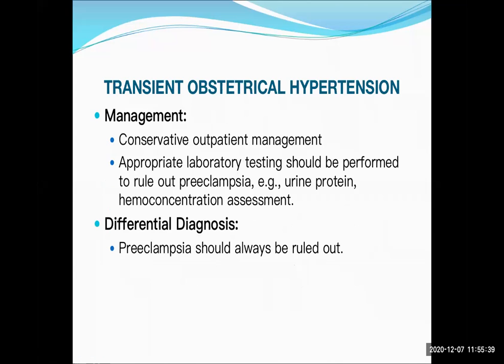Now, what is the management then? Conservative outpatient management is done. We don't need to admit. Just the diagnosis is important here. But some appropriate lab tests should be performed just to rule out whether this is a case of preeclampsia or not, just to make sure from your side. If it is preeclampsia, then probably we should admit her and start the treatment. The differential diagnosis is preeclampsia, which should be ruled out. So this is transient obstetrical hypertension.